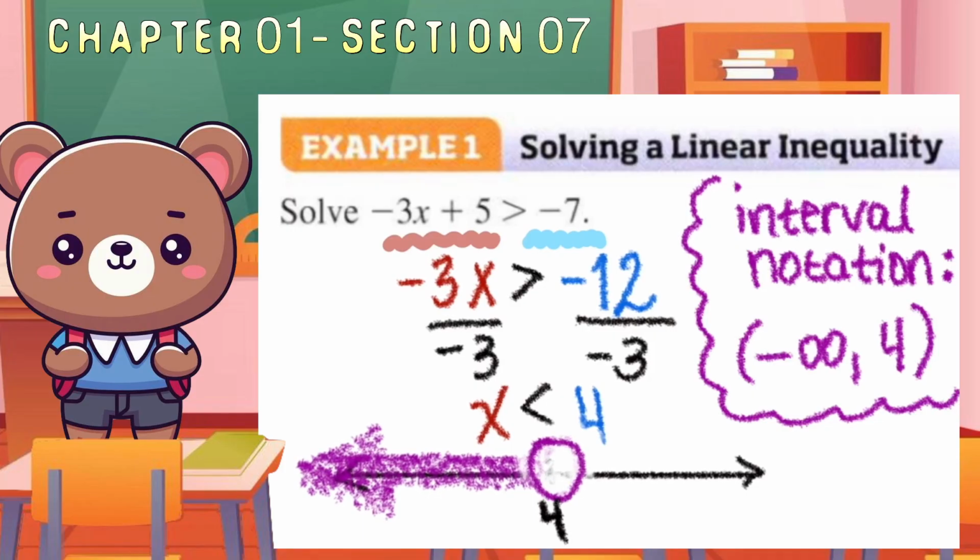And that's going to help you then maybe write your interval notation, negative infinity, because you're starting over here, going, going, going until the 4, and we don't include it. So then we get the interval notation that I wrote right there for our final answer, right? So there you have your final answer.